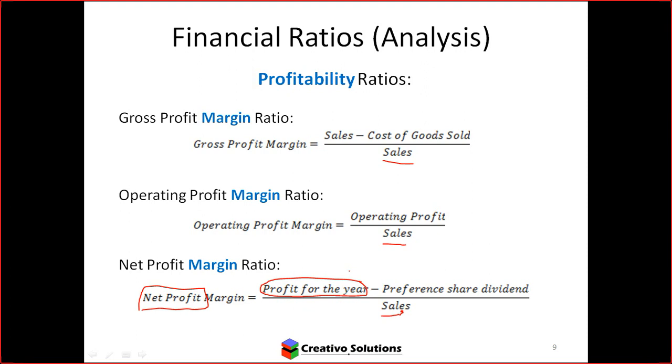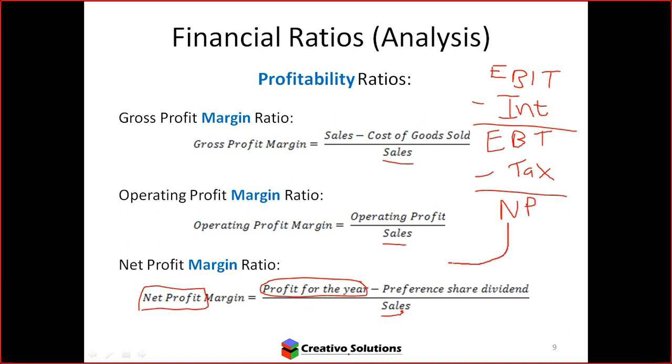I can't remember. Okay, so we start with EBIT, earnings before interest and tax. I was struggling with this last year. What do we take off EBIT? Interest first or tax first? Interest. Why? I don't know, I'm guessing. Interest is tax deductible. Then I get EBT, earnings before tax. Now what do I take off? Tax. Correct. Then I take off tax, and that gives me the net profit, or the profit for the year.